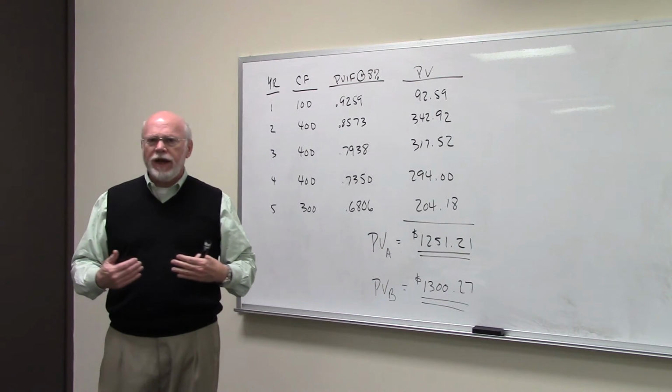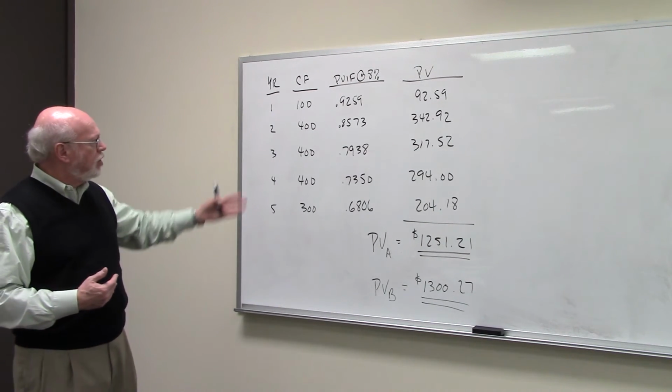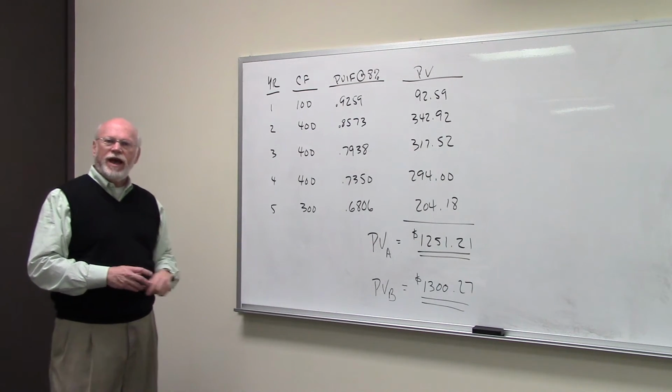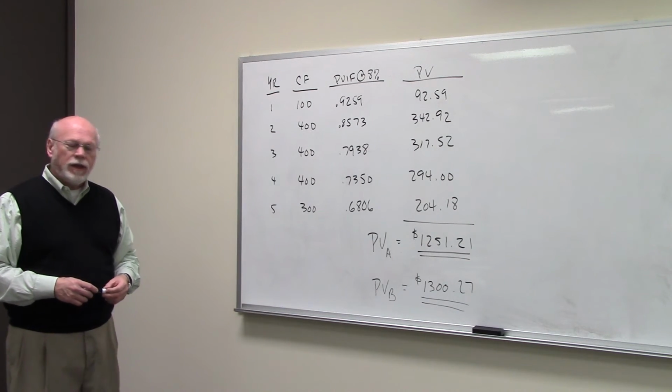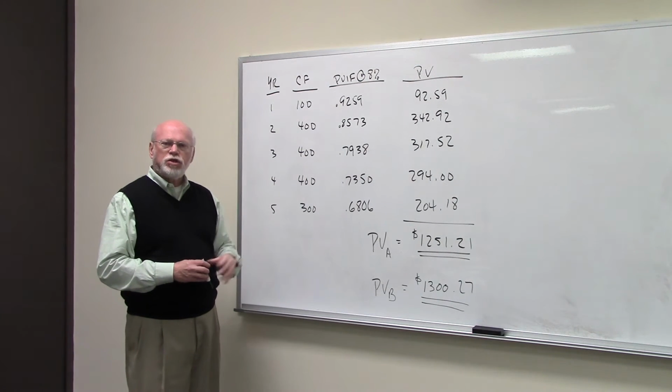If you put that much money in an account today, earning 8% interest, from that account you could withdraw these cash flows. And at the end of the 5th year, when you take out this last $300, there'd be nothing left in the account.